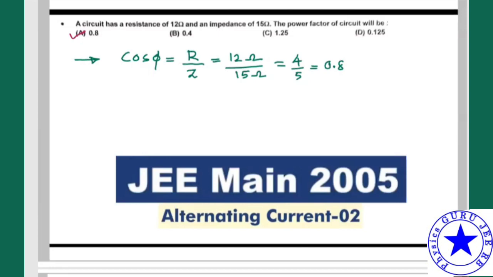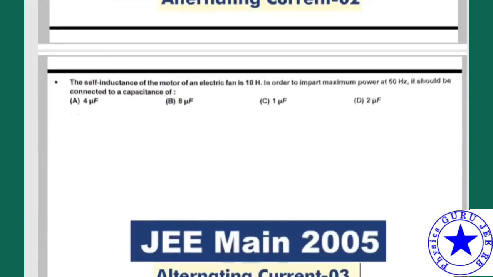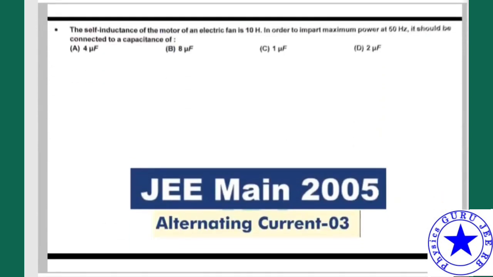Okay, right. Next we'll proceed to the next question from 2005, the third question. The self-inductance of the motor of an electric fan is 10 Henry. In order to impart maximum power at 50 hertz, it should be connected to a capacitor of which value? Here three options are given.